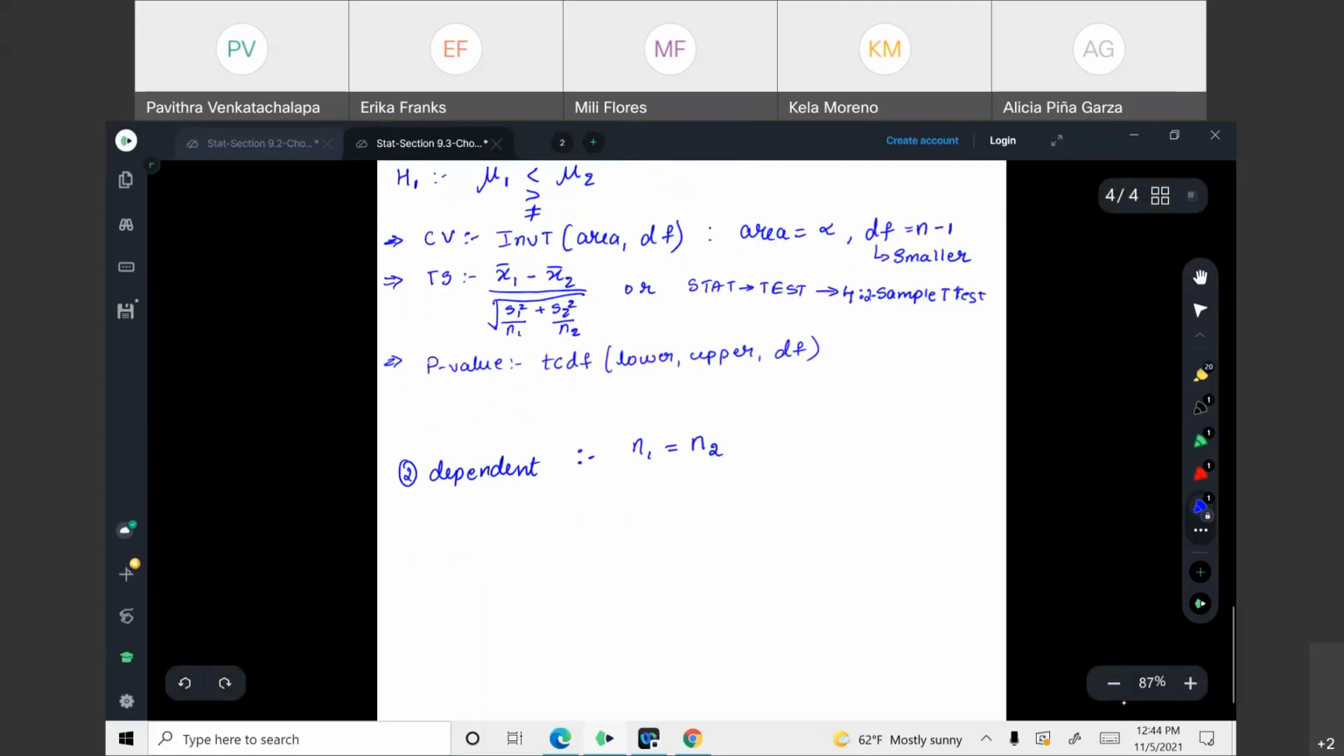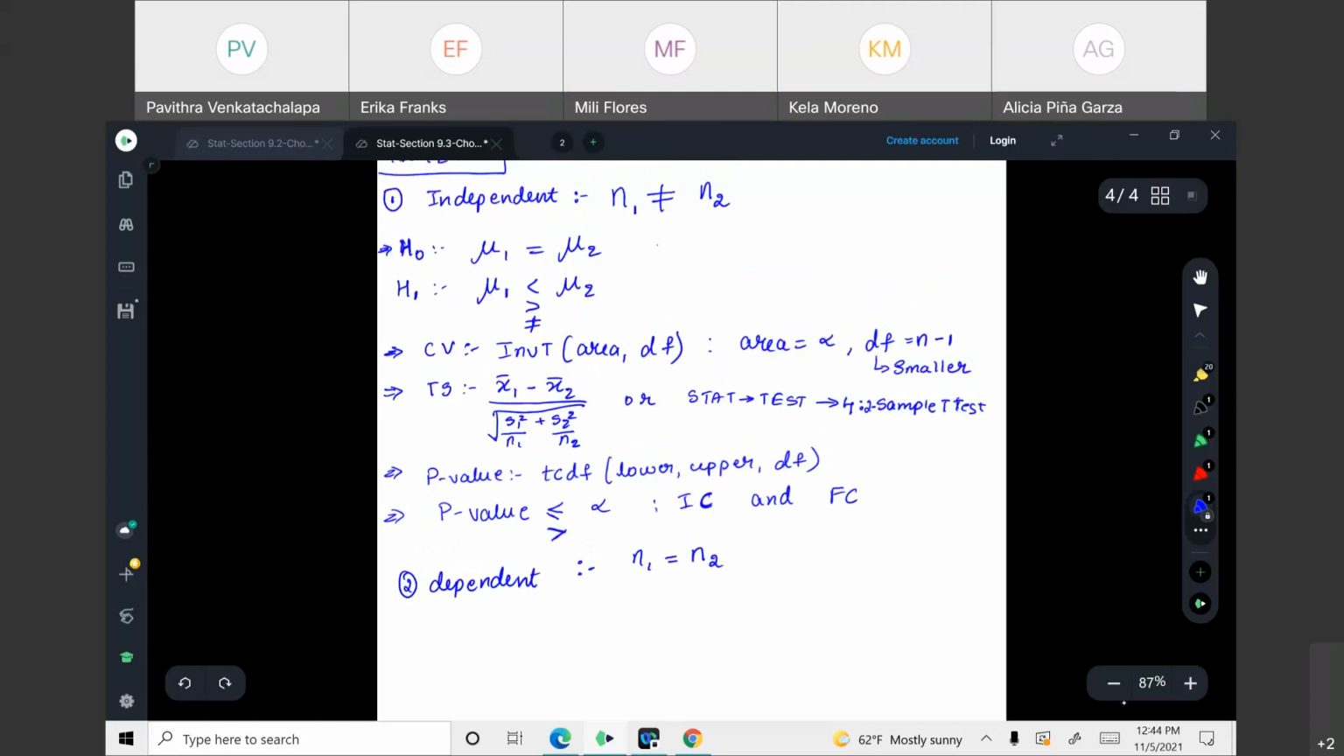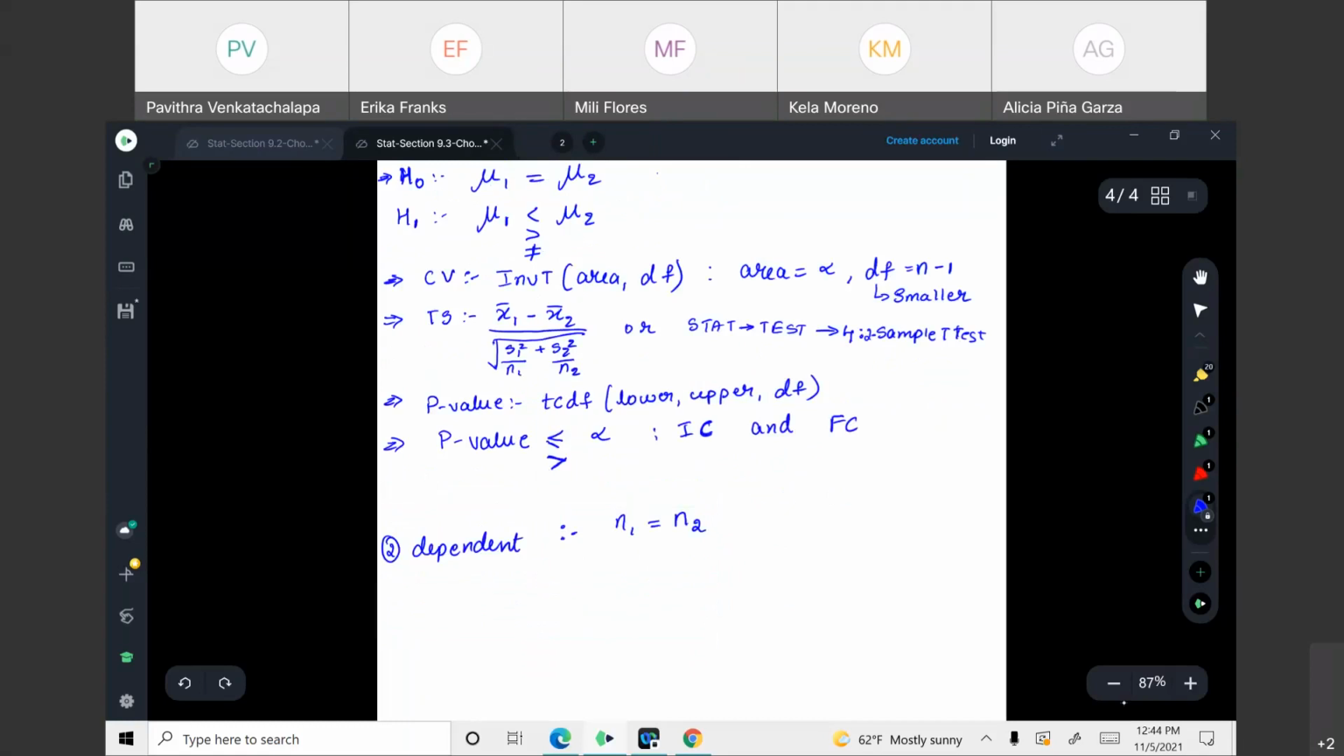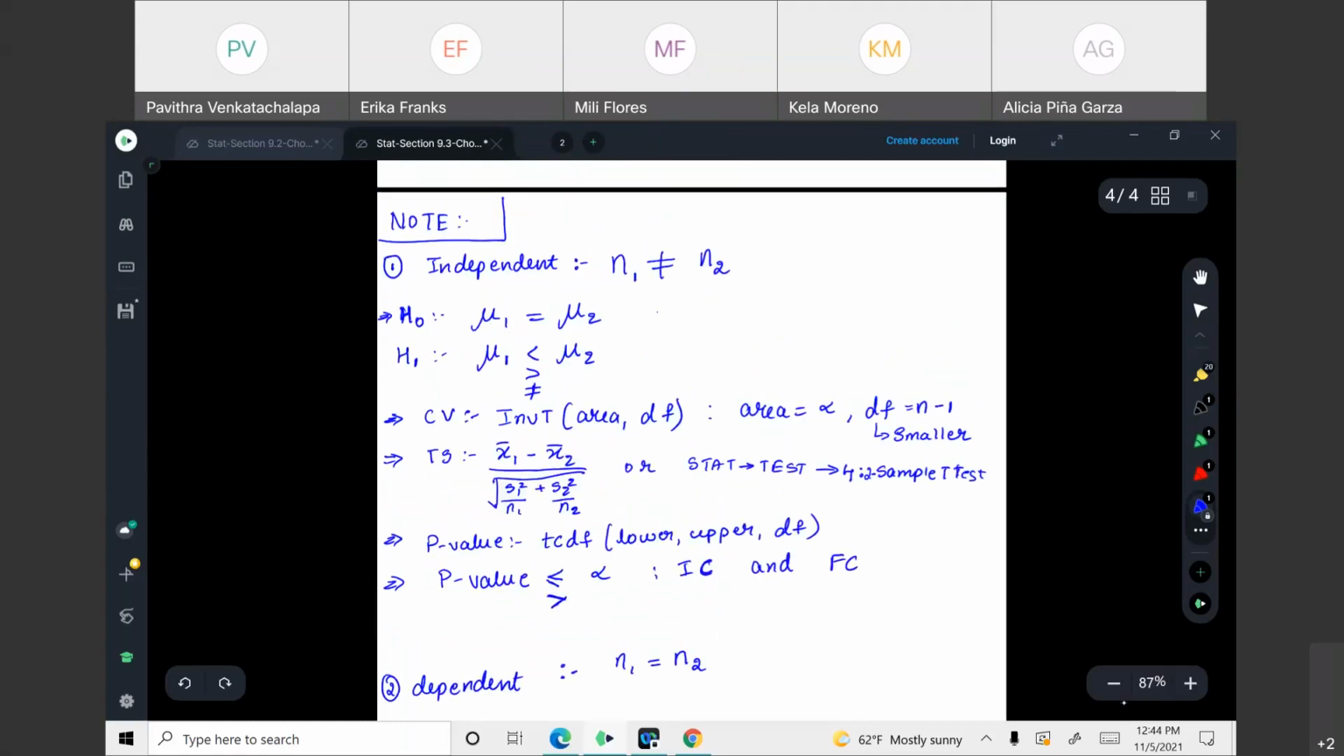Now, once you're done with that, last step is to compare your p-value with alpha. It could be less than or equal to, or it could be greater than, any two. Fine. So based on this, you make an initial conclusion and final conclusion. Okay. So these are the steps you're supposed to do in chapter 9 and also in your chapter 8. Okay. So this is for independent.